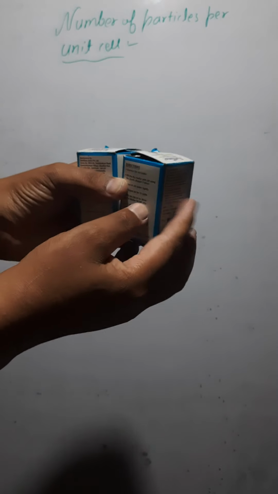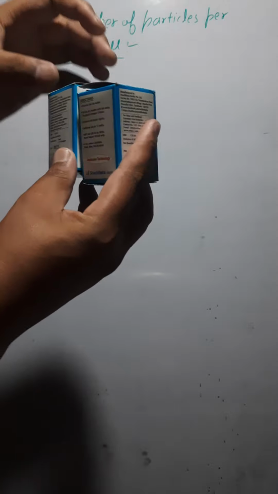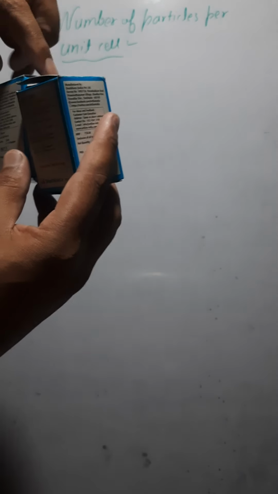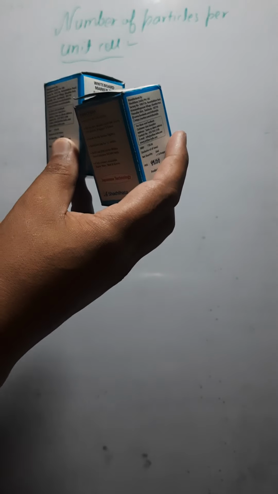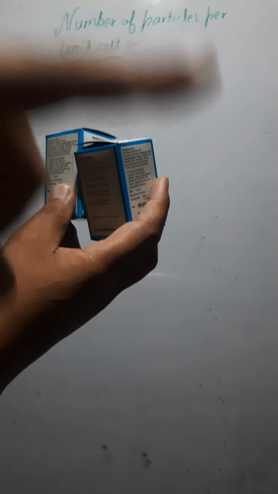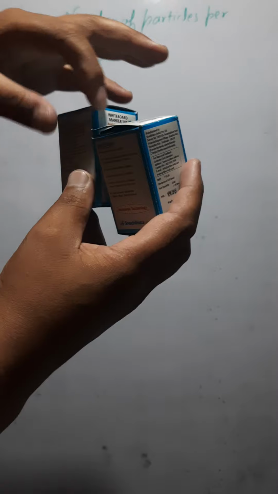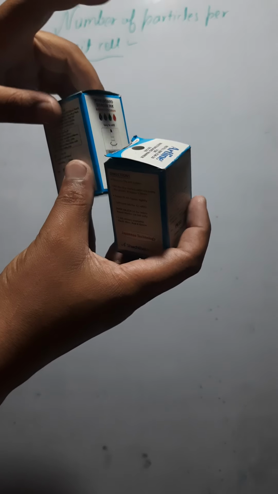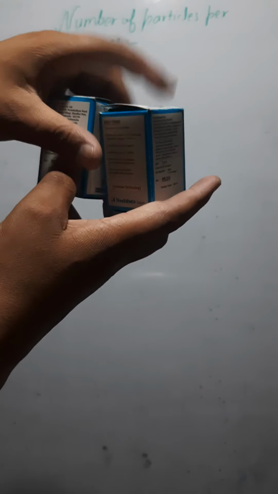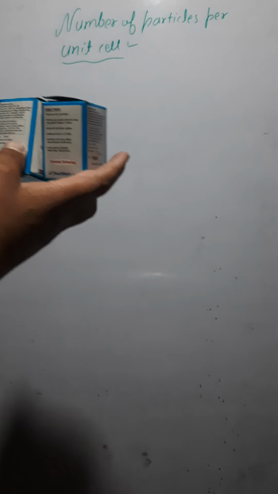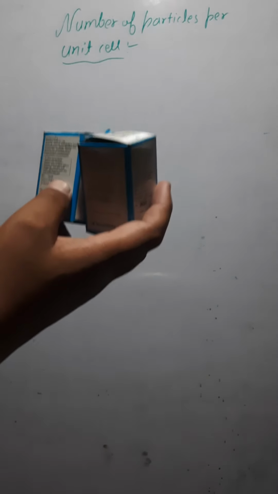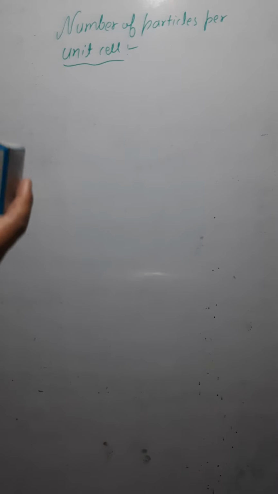So we can say the contribution of the particles at the edges to each unit cell would be 1/4. Means the particle which was here, its contribution to this unit cell would be 1/4, 1/4 in this one cell, 1/4 in this one cell. So the particles at the edges contribute 1/4 to each unit cell.